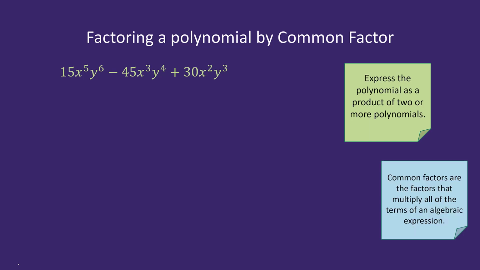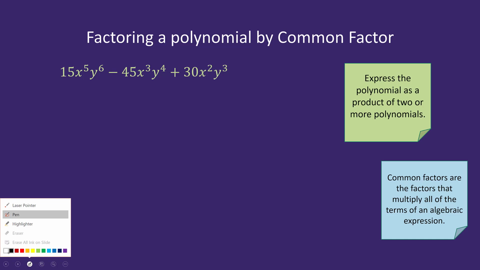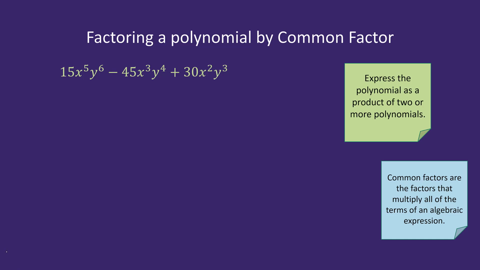And the common factor is the terms that multiply every term in the expression. So we need to find the common terms, as in the coefficients and also the variables. First, let's identify the coefficient that is common in the three of the terms. That means we want to find the largest number that divides into all of the coefficients. In this case, it's 15, minus 45, and 30. That would be finding the greatest common factor of the polynomial.